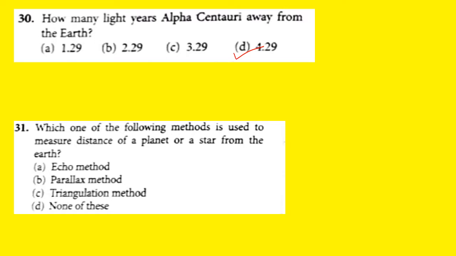And question number 31. Which one of the following methods is used to measure distance of a planet or a star from the Earth? Echo method, parallax method, triangulation method, none of this. So this is also very easy. Parallax method is used to measure a distance of a planet or a star from the Earth.